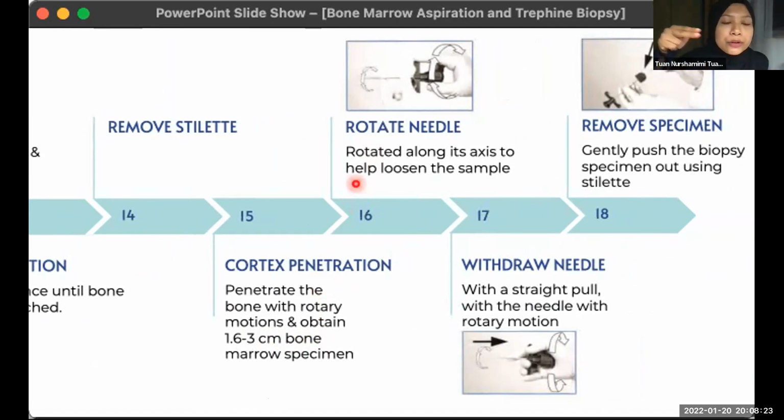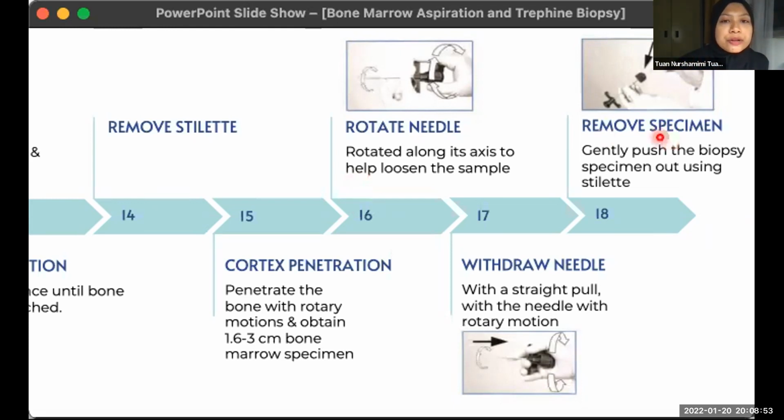So when you've done that, you want to rotate the needle repeatedly because you want to loosen the bone marrow. You want to separate the trabeculae of the bone marrow, so that the bone marrow tissue itself stays inside the needle. So when you've done that, you try to withdraw the needle. You can do that also in the rotary motion to assist with the withdrawal.